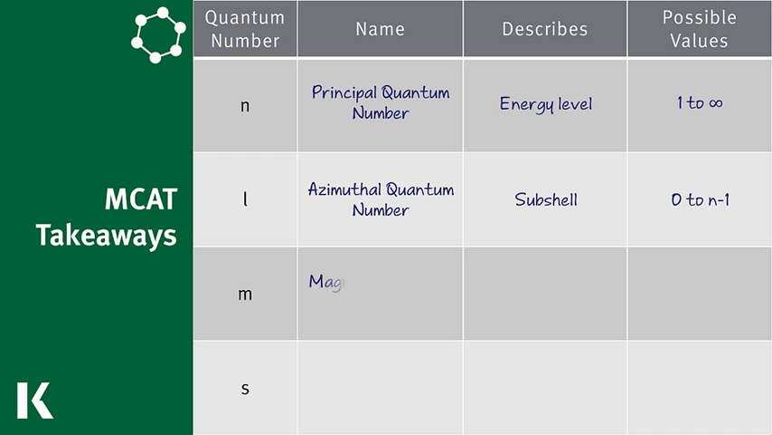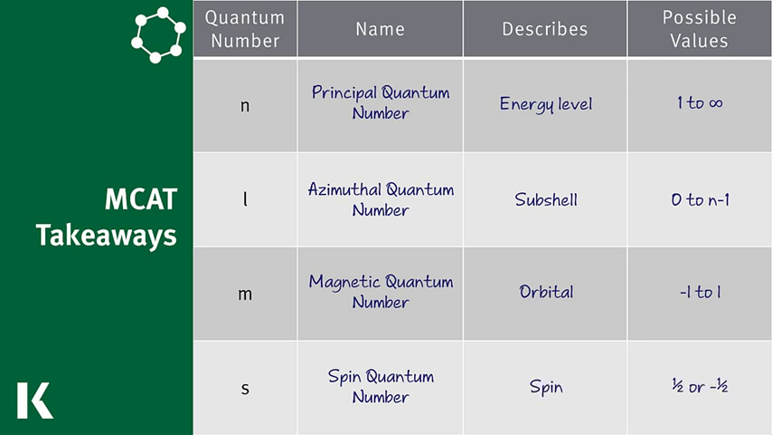m can also be called the magnetic quantum number, and it describes the orbital of an electron, with possible values that range from negative l to l. And finally, s can also be called the spin quantum number, and it describes the spin of an electron, with possible values of either 1/2 or negative 1/2. As long as you remember all of the information on this chart, you should be in a great place for any quantum number questions that you might come across on test day.